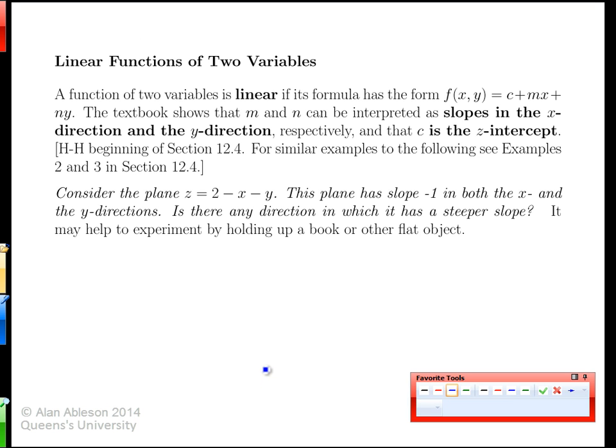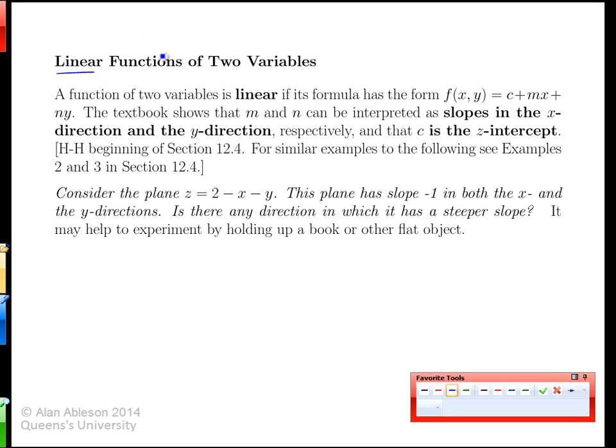We're now going to try to blend, or transition, from our study of contour diagrams to our study of derivatives. We're going to do that by looking at a subset of functions of two variables, looking at their contour diagrams, and seeing what they tell us about slopes, which again is our key idea behind derivatives.